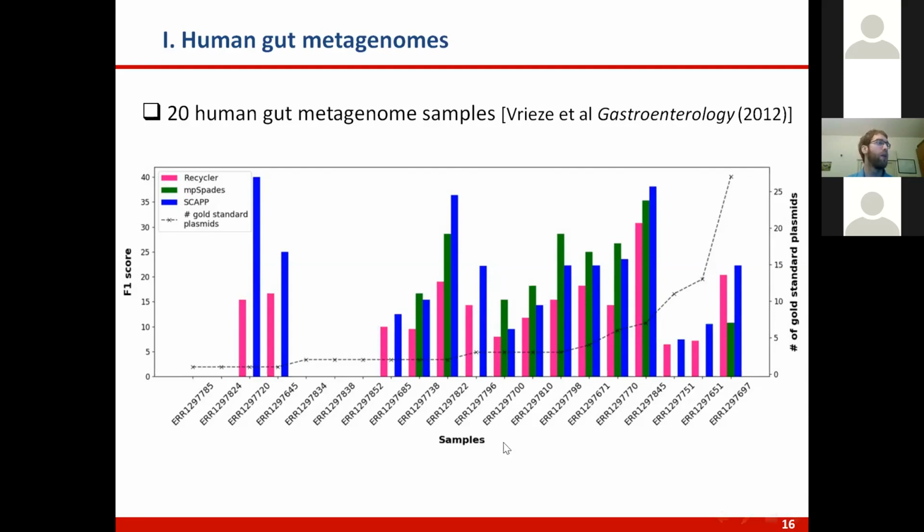and seeing which of those plasmids are present in each of these samples. So in this case, what we see is that in most of the samples, SCAP outperforms all of the other tools, especially in these samples, which are the ones of most significant interest because they actually contain large numbers of plasmids. We see that SCAP in all cases outperforms the other tools. Overall, when looking at the mean of the F1, MP Spades has around an F1 of 10, Recycler around 11, and SCAP around 16. So this is significantly higher than the other tools on human gut metagenomes.